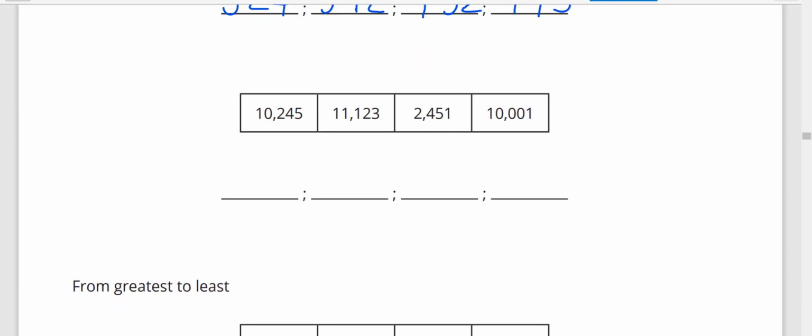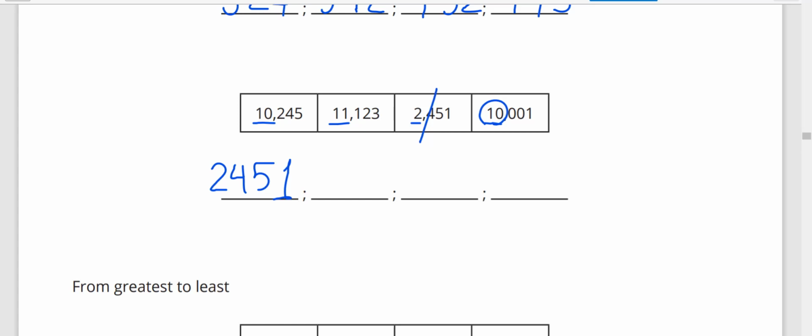10,245, 11,123, 2,451, 10,001. Which is the smallest number? 10,000 or 11,000 or 2,000 or 10,000? 2,000 is the smallest number. So write 2,451 and cancel it. The next smallest, 10,000 or 11,000 or 10,000? 10,000 is the smallest number.